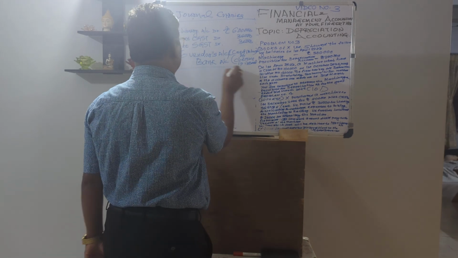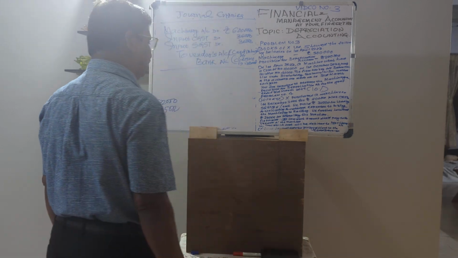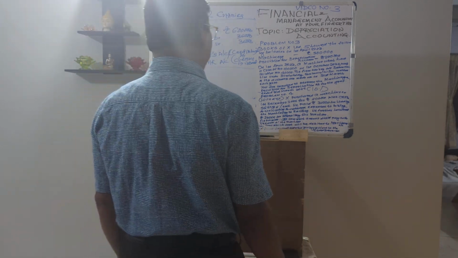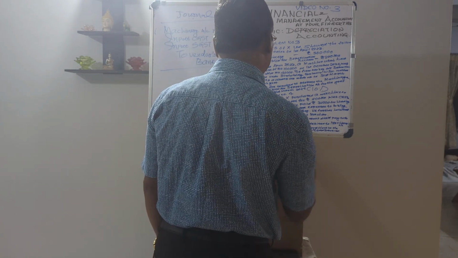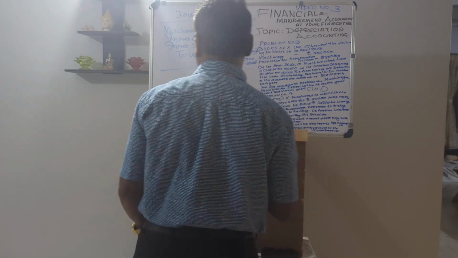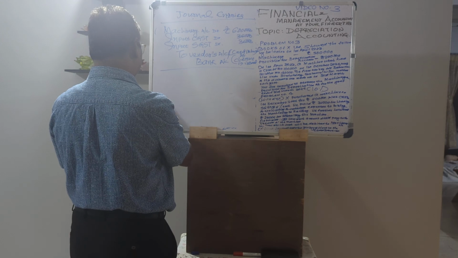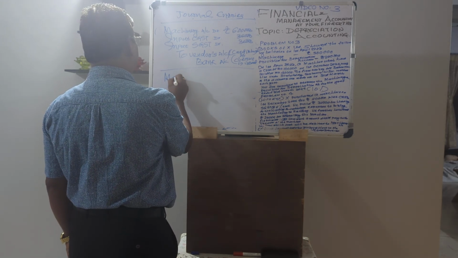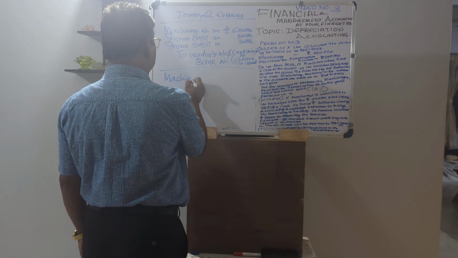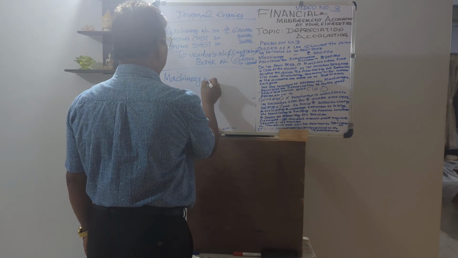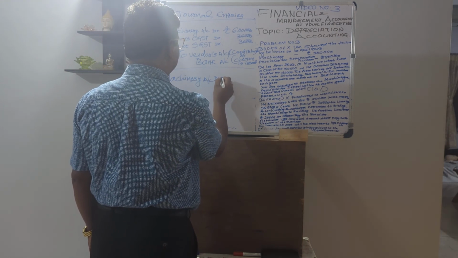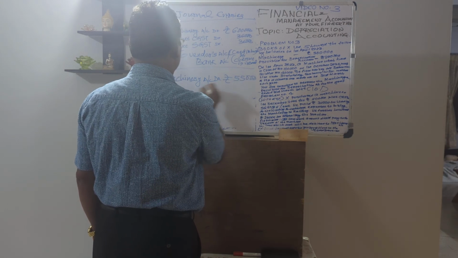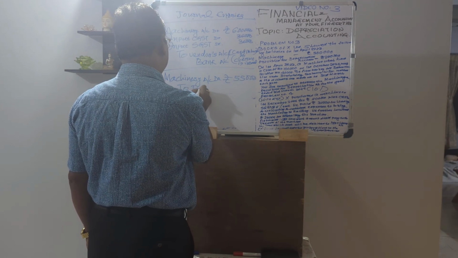Then while purchasing machinery, we incurred 30,000 as loading, unloading and carriage expenses, and 25,000 for installation. Total comes to 55,000. It is capital in nature, so it will be debited to the machinery account. Machinery account debited with 55,000 to bank account.